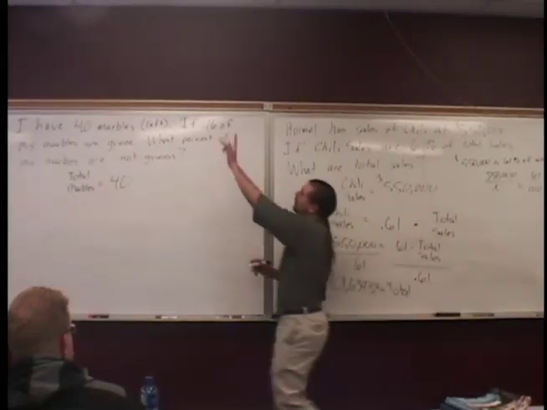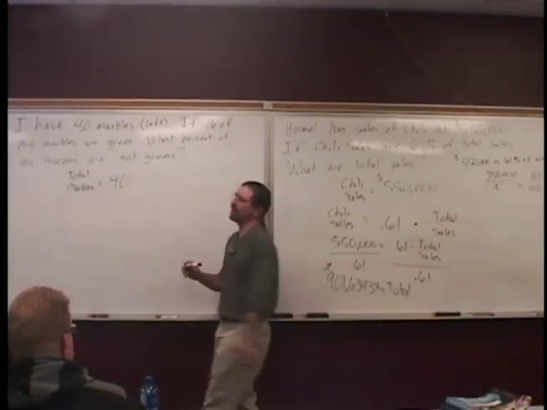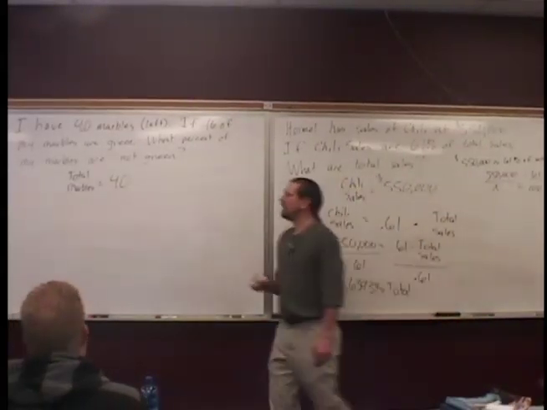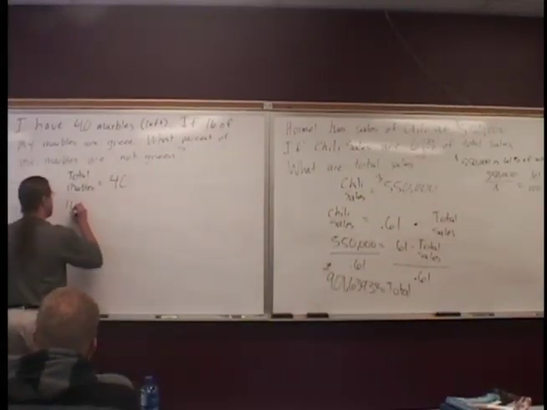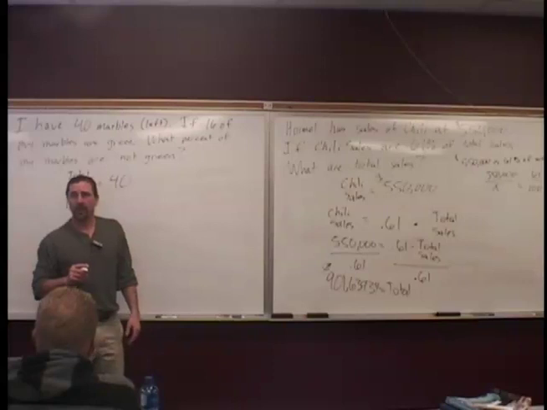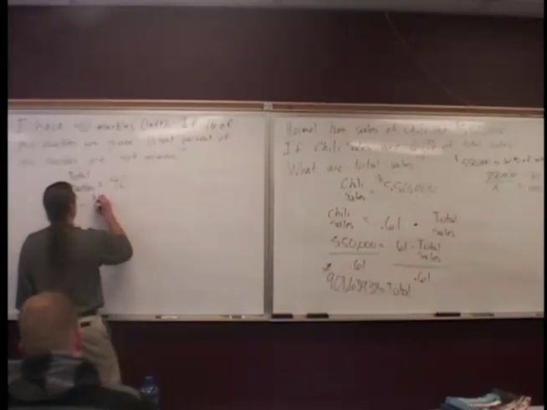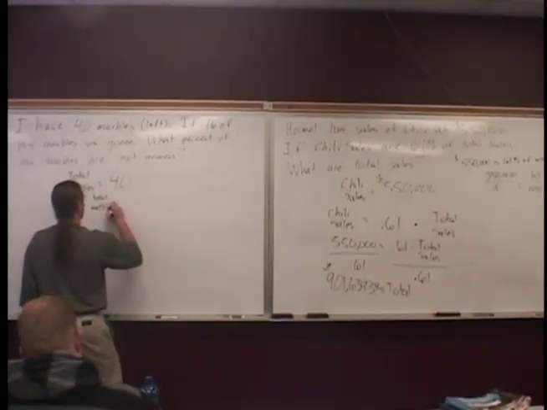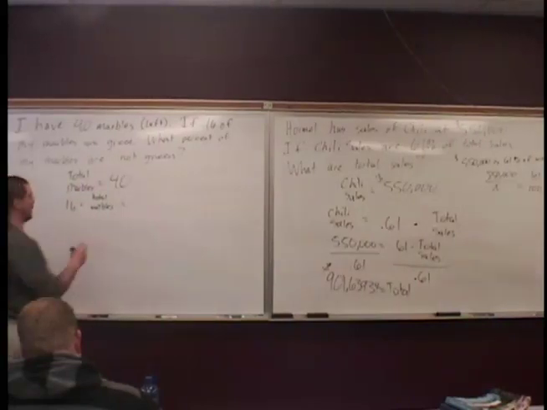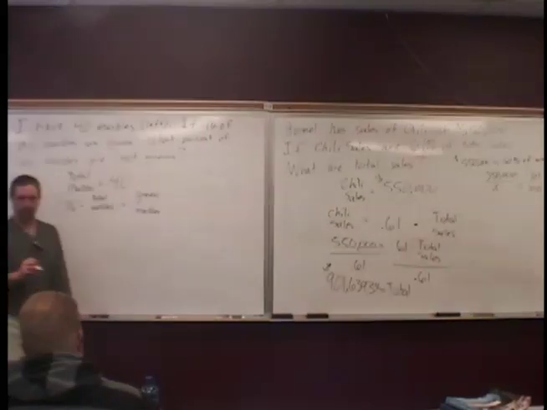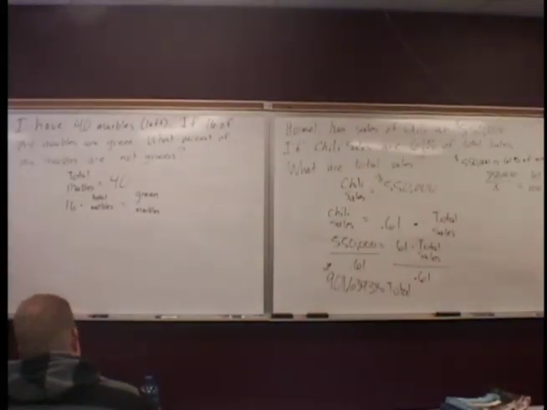But now here we go. 16 of my marbles are green. How do we translate that? In theory, we say 16, and how do we translate the word of? Normally you would say times my marbles, total marbles, equals green marbles, right? Does that look right? Why is that wrong? I translated it correctly, right?